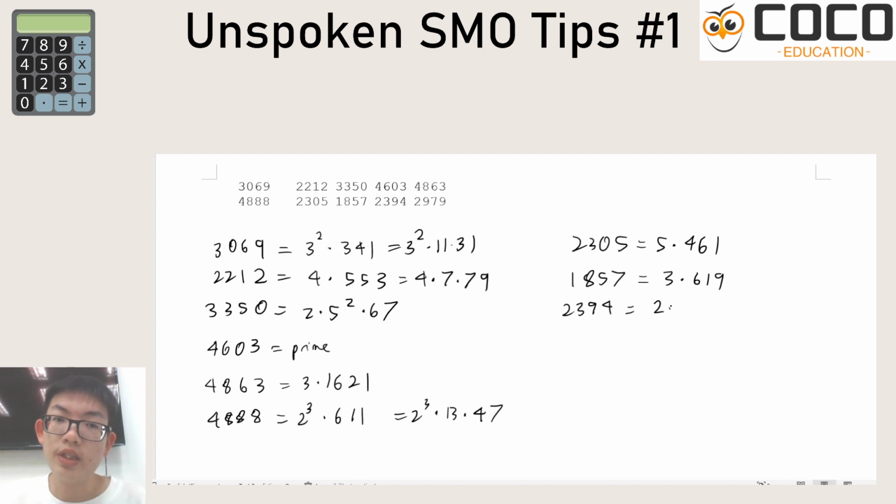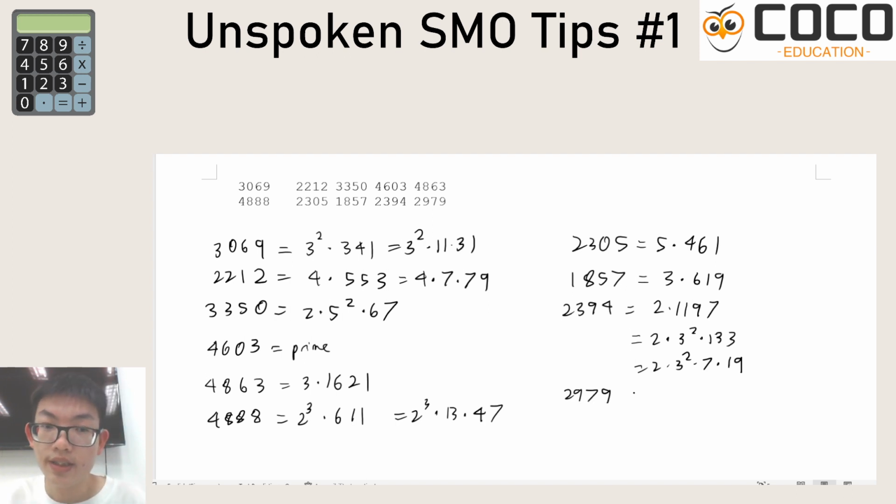2394. This is 2 times 1197. 1197 is divisible by 9 as well. And this is also divisible by 7. And finally, 2979. That is also divisible by 9 times 323. Sorry, 321. 331. And 331 is also prime.